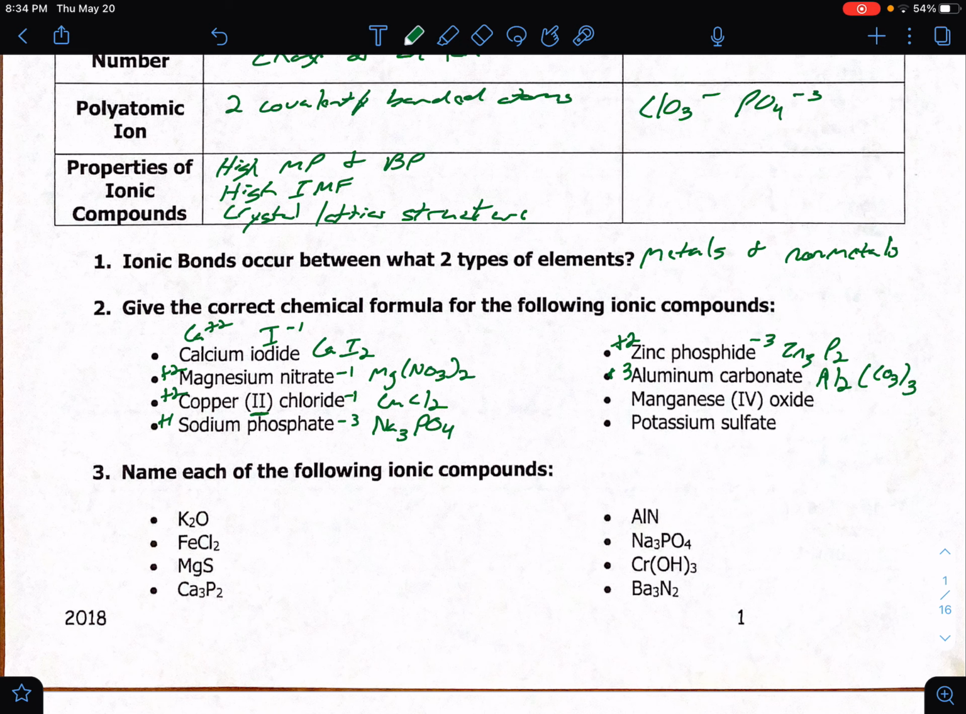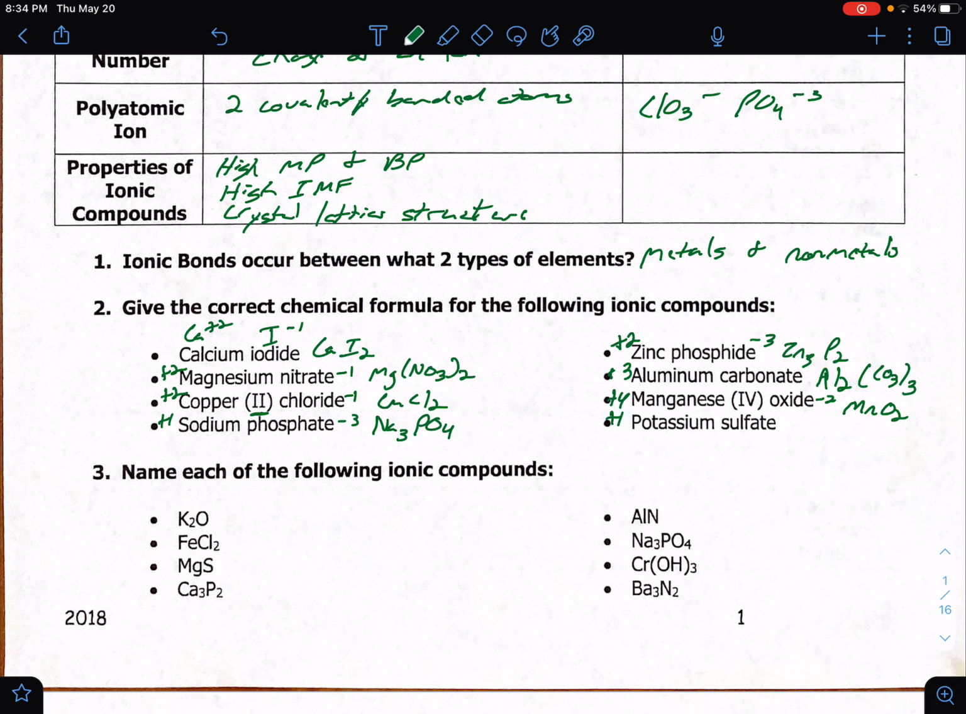Manganese 4 oxide. So manganese 4 means it's a +4. Oxide is -2. Be careful with your crisscross here. You don't want to do Mn2O4, because if it can be reduced, it'll be reduced. So I need 2 oxygens to balance out that 1 manganese, so it should be MnO2. If it can be reduced, you would just reduce it.